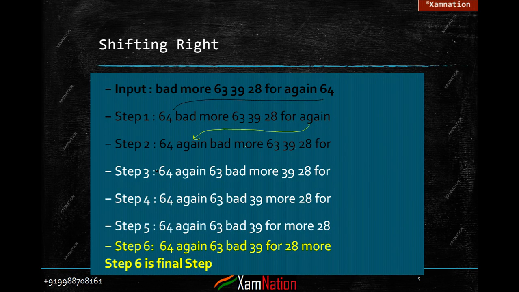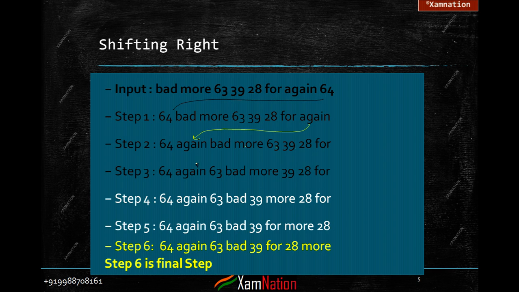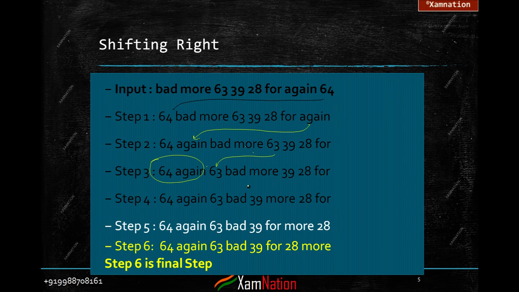Similarly, in the third step, again there is a turn of number. So 63 will come here, 64 and again will remain here, and everything will be shifted towards the right, and so on. Everything happens in the same way.